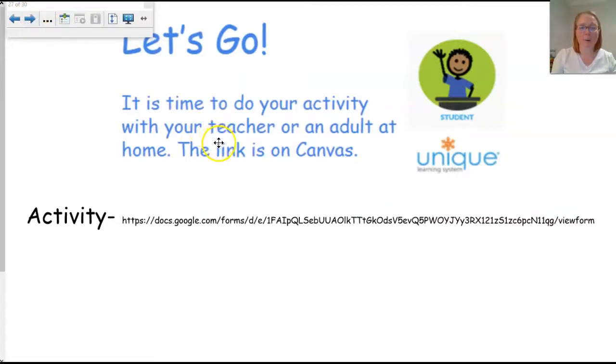So let's go. It's time to do your activity with your teacher or an adult at home. The link is on Canvas and down below. Enjoy your next trip to the amusement park.